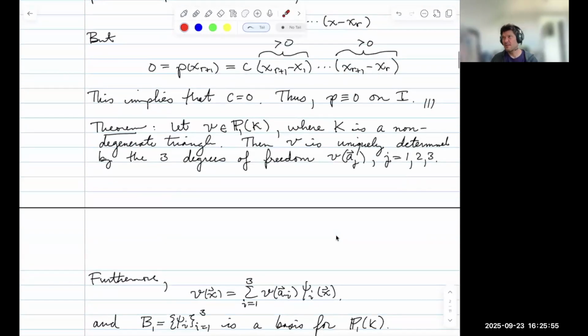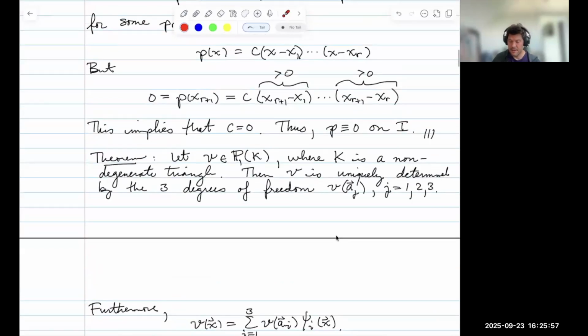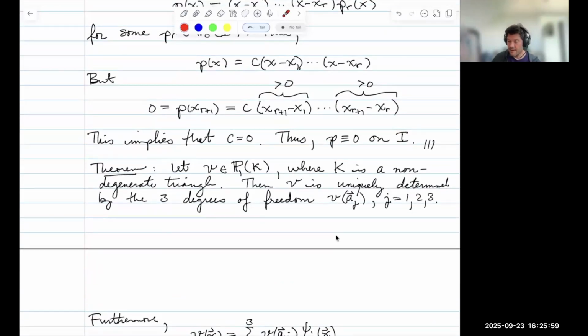Let's think about it from this point of view. If a quadratic polynomial is found to have three distinct zeros, three distinct points where it's equal to 0, then it has to be true that that polynomial is just equal to the 0 polynomial. And you can extrapolate further.